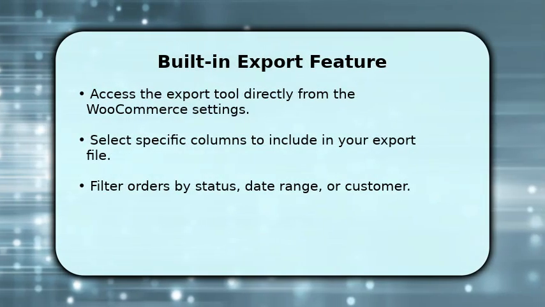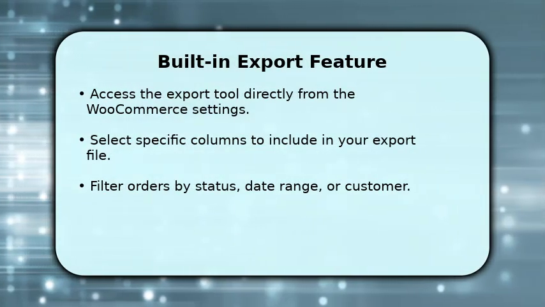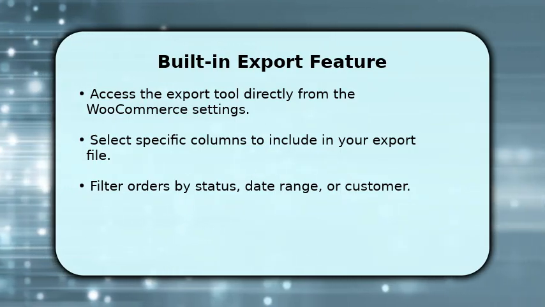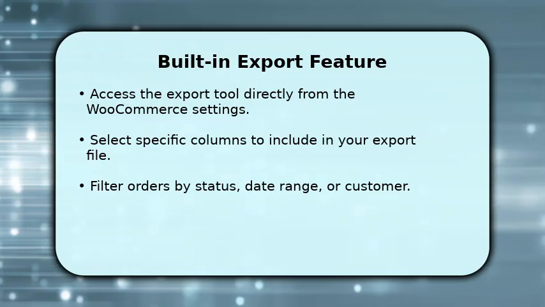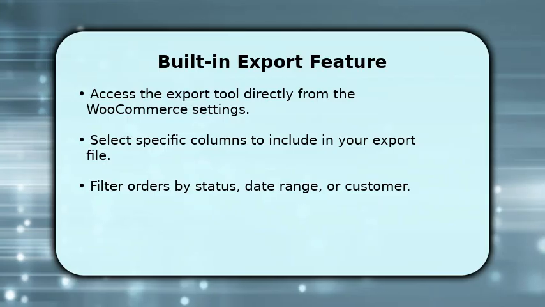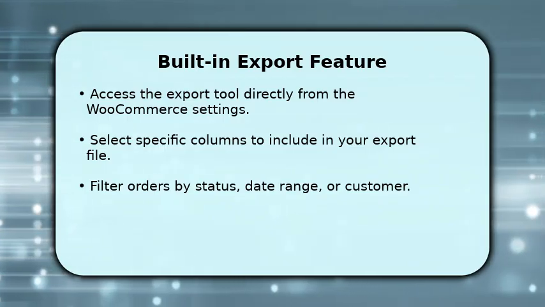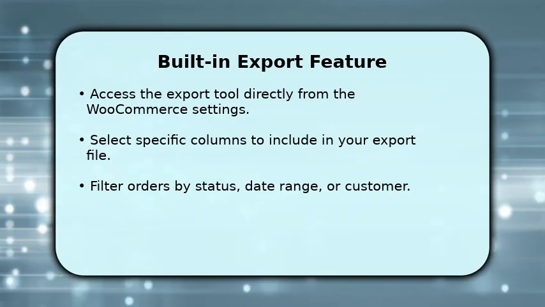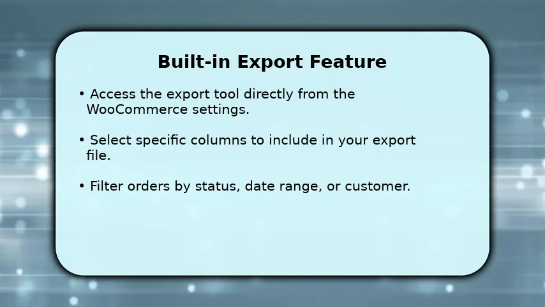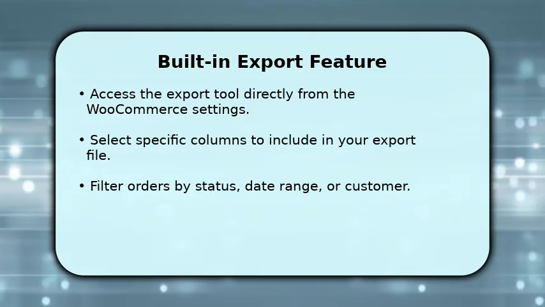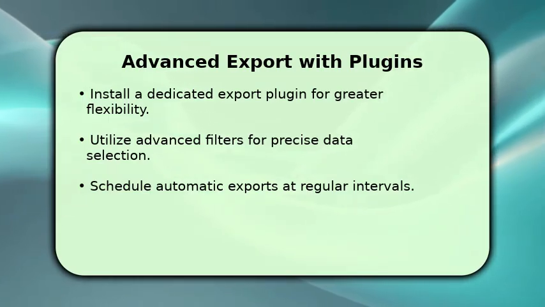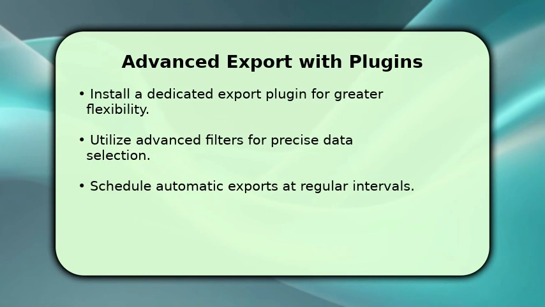To use the built-in tool, go to WooCommerce, then Orders, and find the Export button at the top. You can choose which columns to include, like Order ID, Customer Name, and Product Details. You can also filter by order status, such as processing or completed, and specify a date range. Finally, click Generate CSV to download your file, which is a simple and quick way to get your basic order information. For more advanced needs, consider a dedicated export plugin from the WordPress plugin repository.